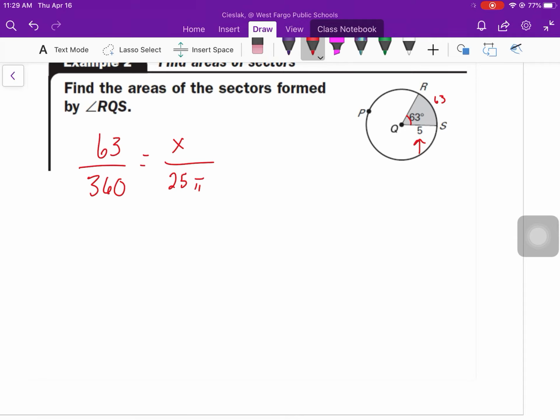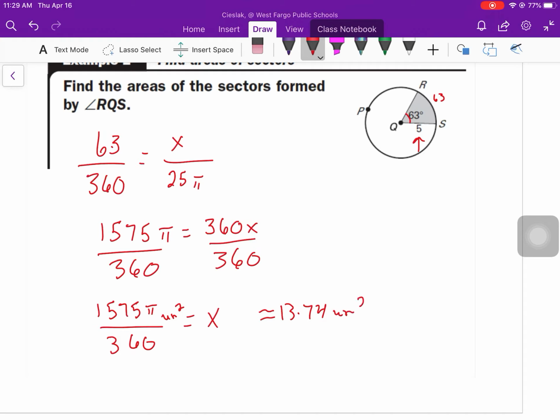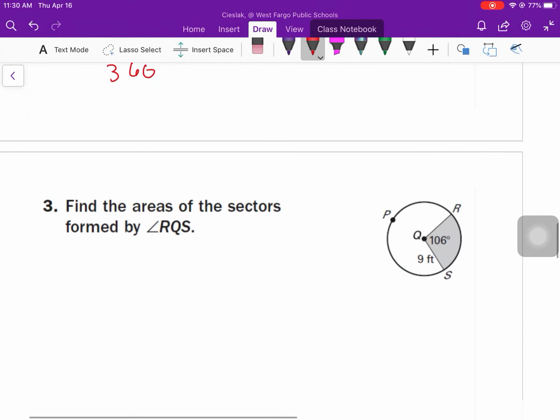If we cross multiply here, 25 times 63 gives me 1575 pi is equal to 360x. I'm going to divide by 360, which is going to give me x. In exact terms, it would be 1575 pi over 360 units squared. To the nearest tenth, what does this come out to be? I believe it is 13.74 units squared. Just type it into your calculator. Take 1575 times pi and then divide by 360.